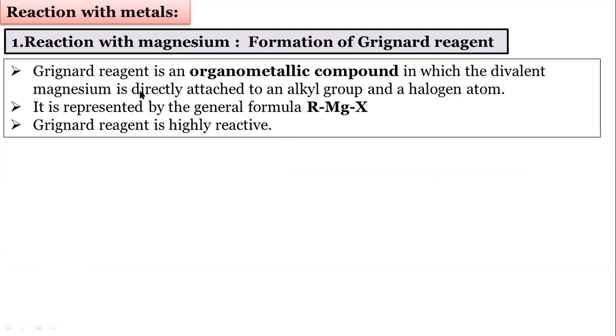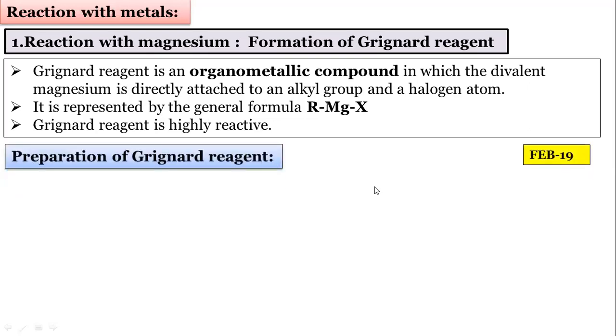Grignard reagent is an organometallic compound in which divalent magnesium is directly attached to the alkyl group and halogen atom, meaning magnesium is in between R and X. See here, the magnesium is in between R and X. RX is an alkyl halide, and magnesium is incorporated between this R and X. Such compounds are called organometallic compounds. This R is delta minus, this X is also delta minus, and Mg becomes 2 delta plus. Grignard reagents are highly reactive.